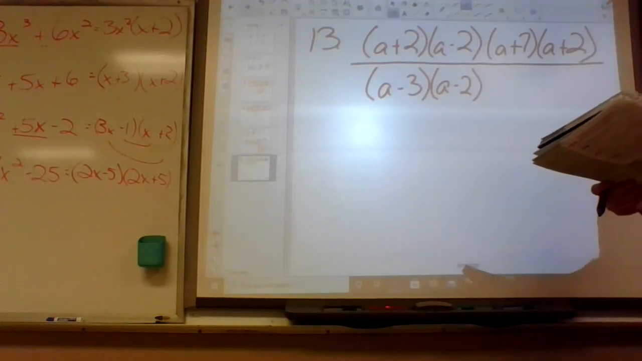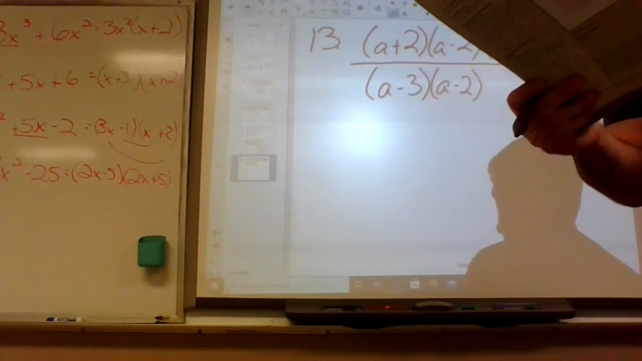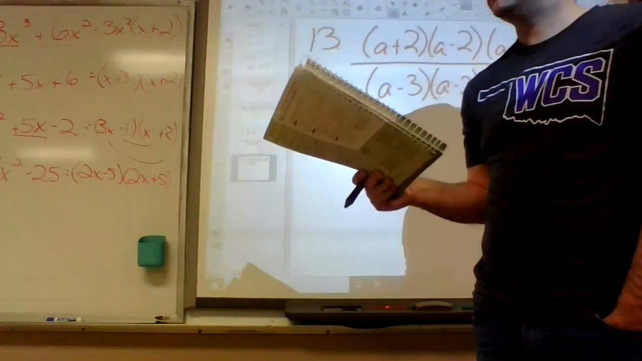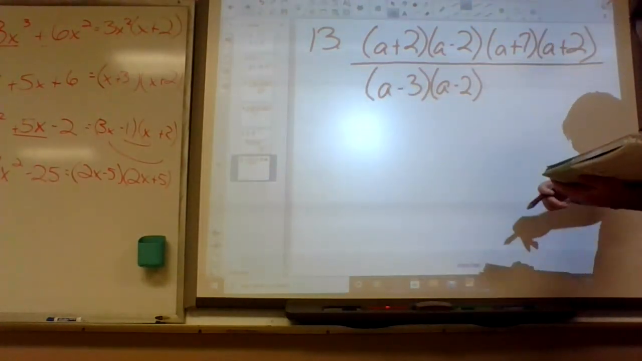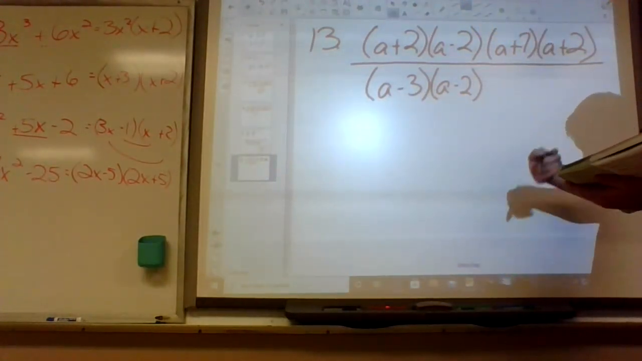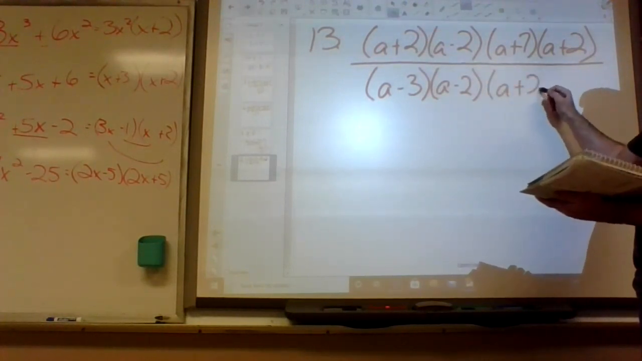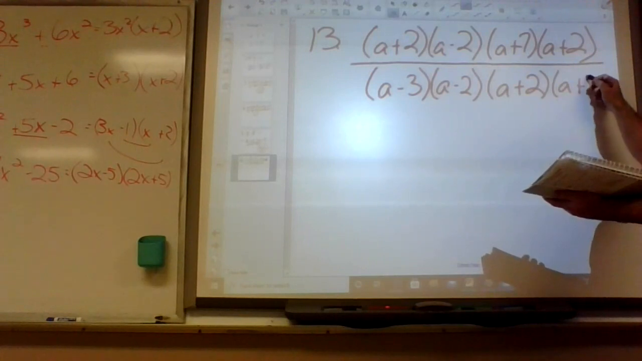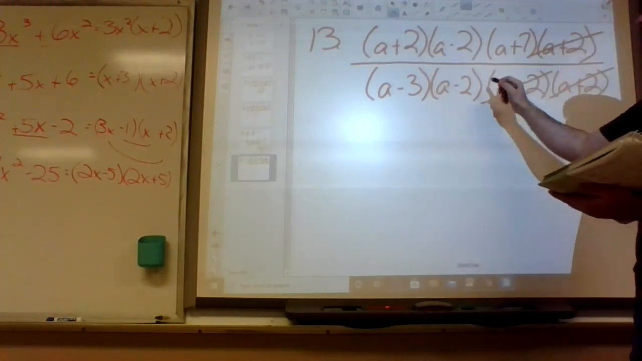And then remember the right one flips, so I'm actually looking at the top right now. So what multiplies into 4 that adds up to 4? We did this one already in number 5. 2 and 2. So a plus 2, a plus 2. Cancel, cancel, cancel.